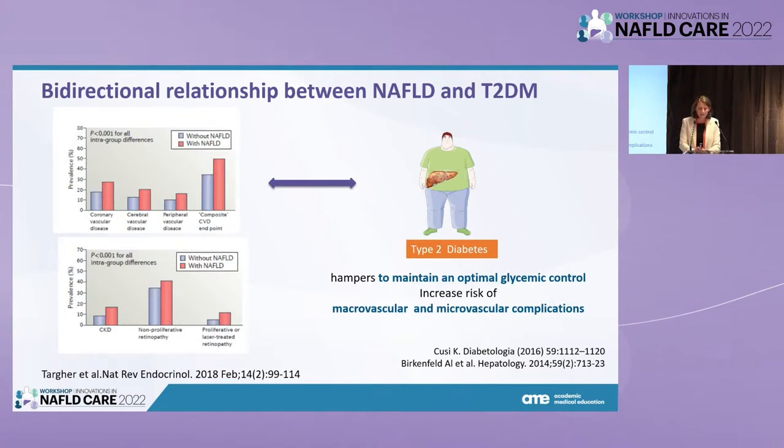Here you see, again, the study from the group of Targher showing that type 2 diabetic patients with NAFLD have a higher prevalence of coronary vascular disease, cerebral vascular disease, peripheral vascular disease, and also when you put all these individual cardiovascular diseases all together, there's a higher prevalence in patients with NAFLD compared to patients without NAFLD. And this is true also for microvascular complications, CKD, and non-proliferative retinopathy is also significantly higher.